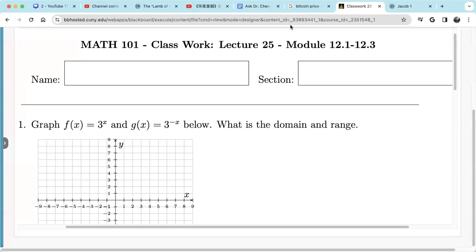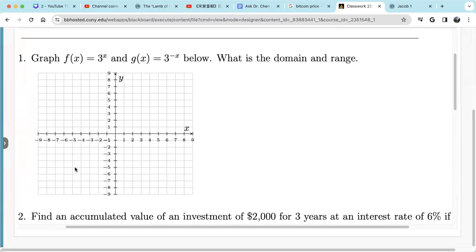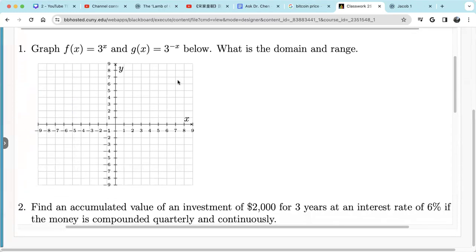Classwork 25. We're talking about exponential functions. So let's see, we want to graph those two. The first one is f of x equals 3 raised to x. The second one is g of x equals 3 raised to negative x. The second one, g, can also be written as 3 raised to negative 1, which is 1/3, raised to x.